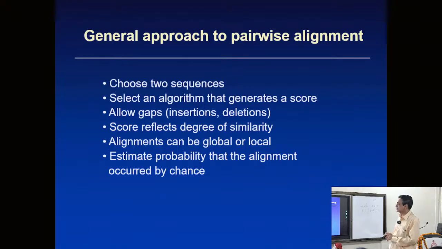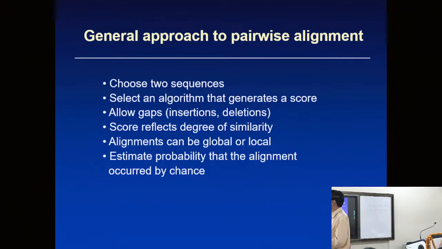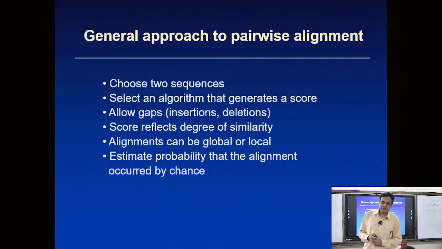Okay, so the general approach to pairwise alignment. Pairwise alignment means two sequences. So you would want to select two sequences, and then an algorithm or a method that can help in aligning two sequences and scoring their similarity. Okay, so these are the steps.